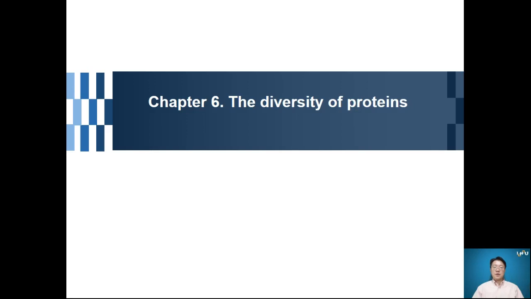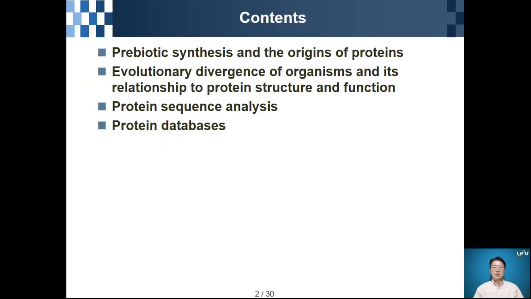So today we will learn Chapter 6. Chapter 6 title is The Diversity of Proteins. In Chapter 6 we will cover 4 subjects. The first one is prebiotic synthesis and origin of protein. Second one is evolutionary divergence of organisms. And third one is protein sequence analysis. Finally, we will cover protein databases.